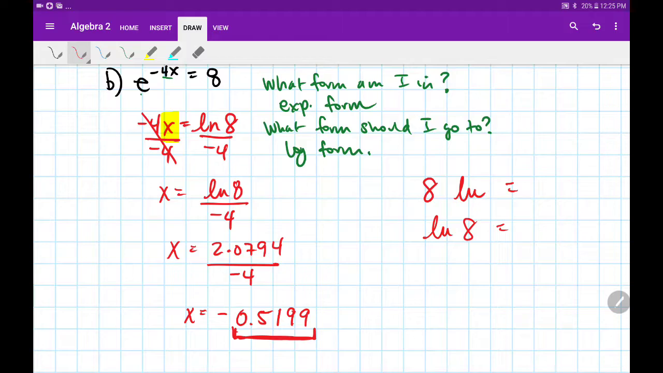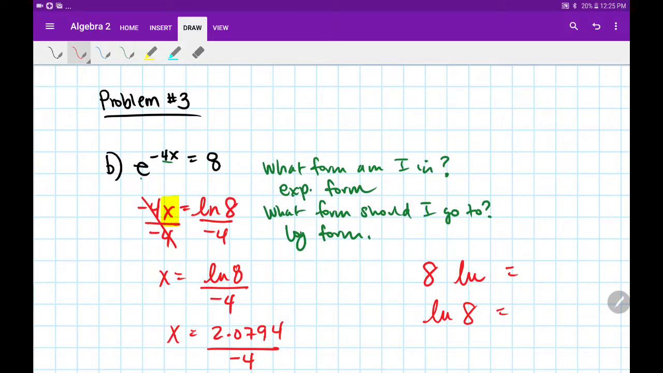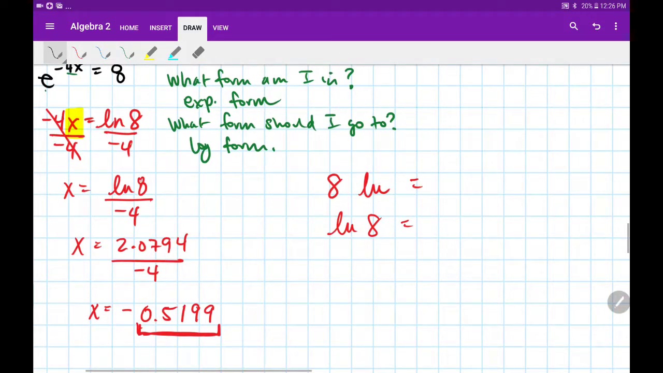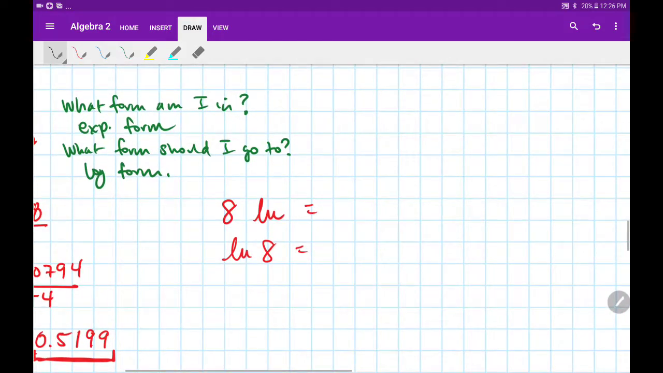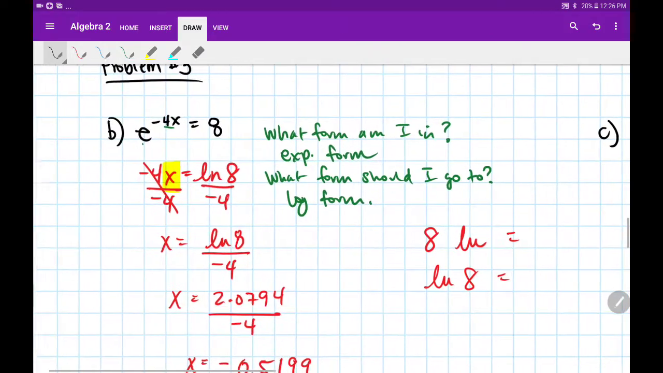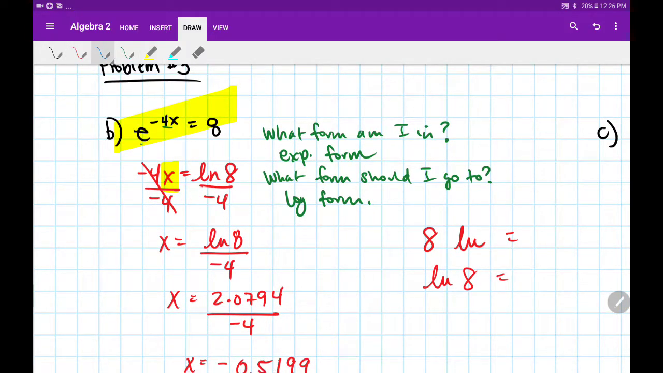So the only difference between this example, basically problem number 3, and the previous ones is that you need to figure out which form you're in and which form you should go to, because the instructions don't tell you. And then you actually need to solve for x. Let's do one more. I'll do C, because why not? So C says ln of 2x equals 8. So check it out. Here I was in exponential form. I needed to solve for x, so I had to go to log form.